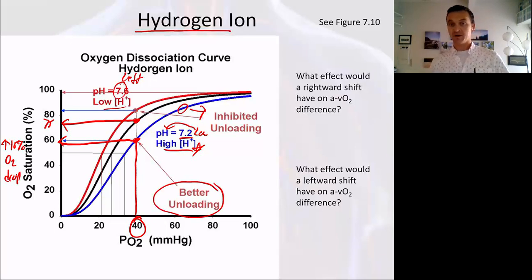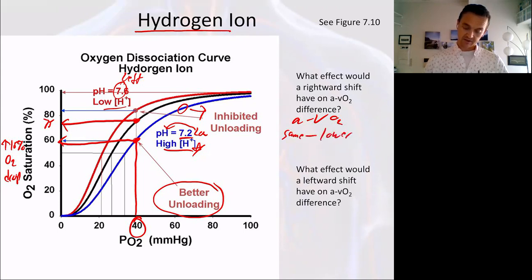So if we drop off more oxygen, when we go through the capillaries, that means that we're going to end up with a lower amount of oxygen on the venous side when we look at that AVO2 difference, okay? So AVO2 difference, right? Again, the arterial side is going to stay the same. The venous side is going to be lower, which is going to lead to an increase in AVO2 difference. Okay, so that rightward shift would lead to an increase in AVO2 difference.